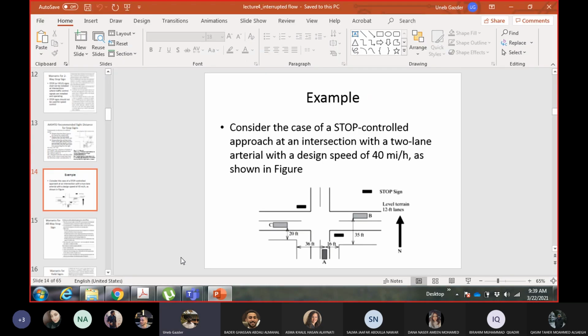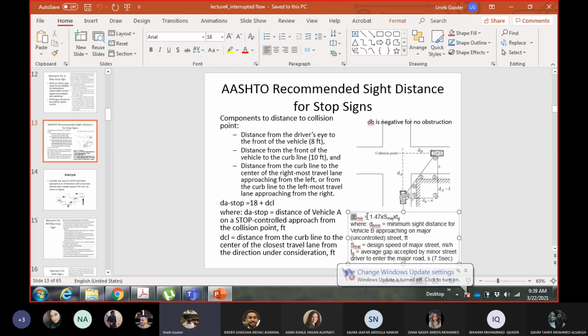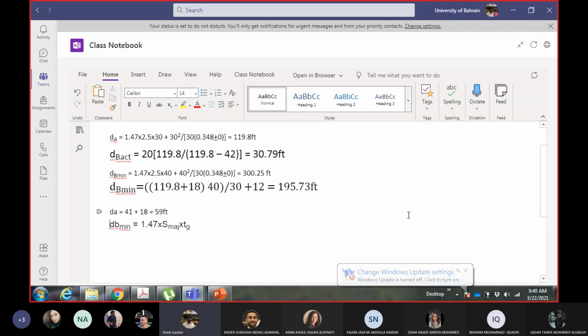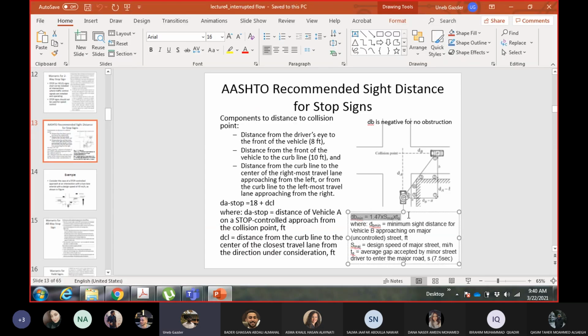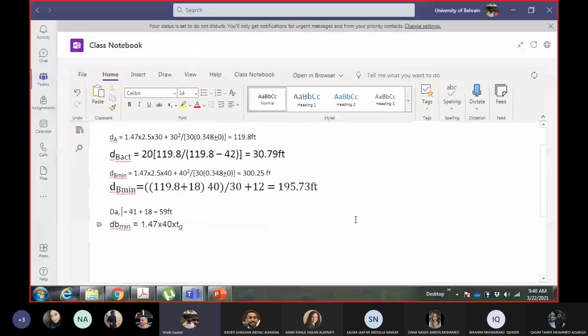Then we calculate dB minimum for both these approaches. So this is the equation for dB minimum. We calculate it for right and left both. The speed here, we have a speed of 40. So this is only for one side. This is for the vehicle on the right hand side. So let me call it dA right.